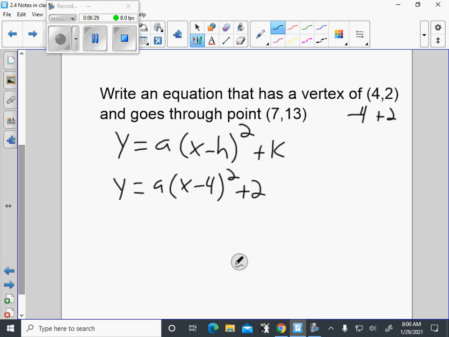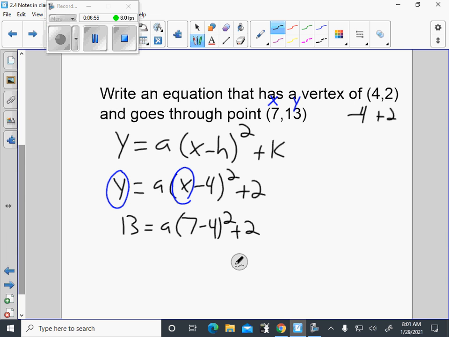Okay? And now it goes through this point, 7, 13. Remember, what's x and what's y? Well, 7 is x and 13 is y. So let's plug those points into our x and our y. So 13 equals a times 7 minus 4 squared plus 2.